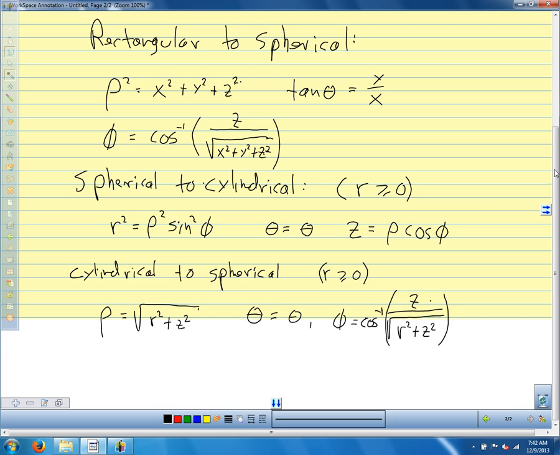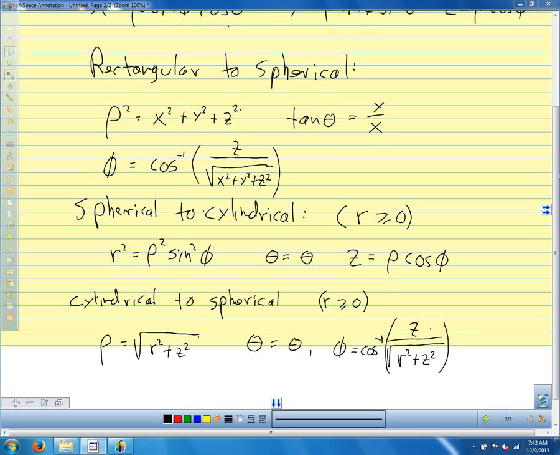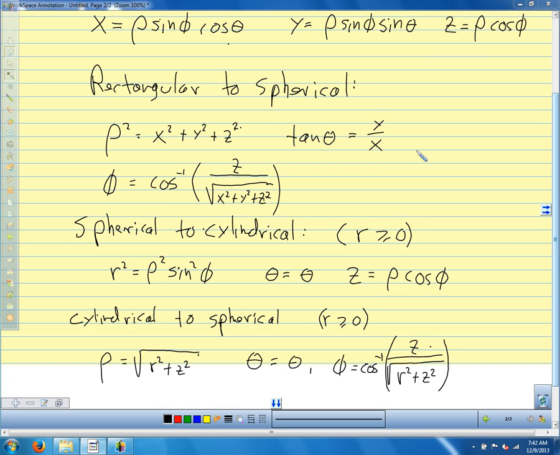So those are conversions, coordinate conversions. And all of those come from manipulating these to solve for the variable that we're looking for. All right, questions on our conversions?